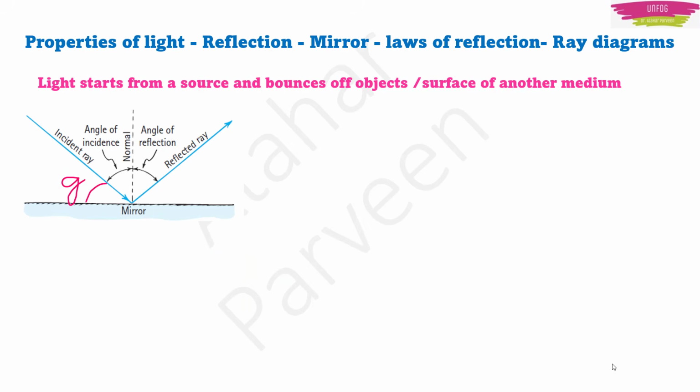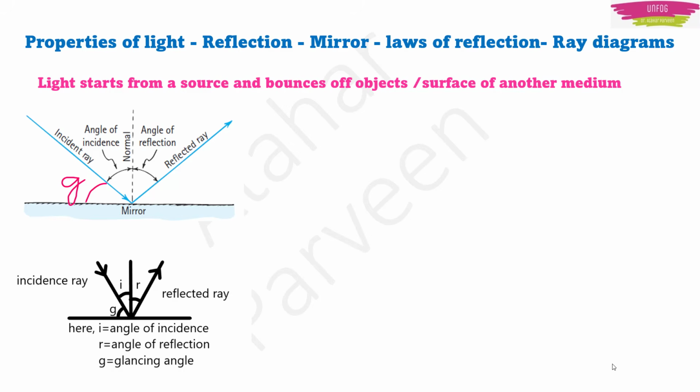One more thing which I have to discuss here is the glancing angle. This is the angle made by the incident ray with the plane of the mirror. You denote it by small g. Okay. So along with the angle of incidence and angle of reflection, you should know what the glancing angle is.